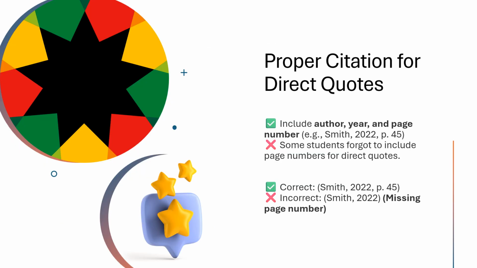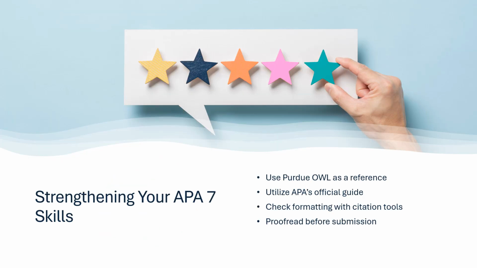When using a direct quote, always include the author's last name, the year of publication, and the page number where the quote was found. Many students omitted the page number, which is required for direct quotes. If the source does not have page numbers, for example, websites, use paragraph numbers instead. This is just for direct quotes, not paraphrasing.